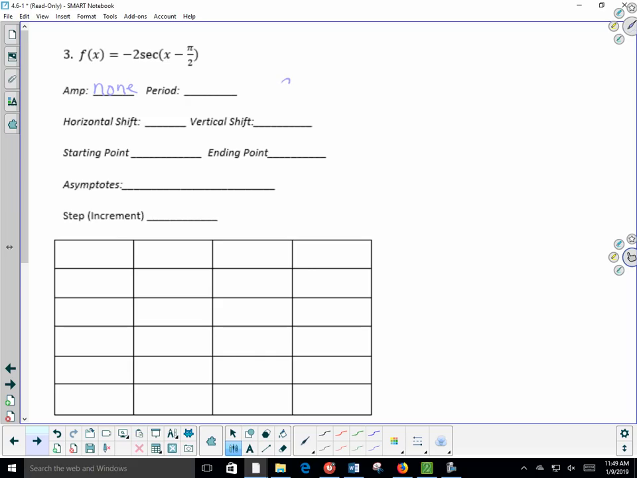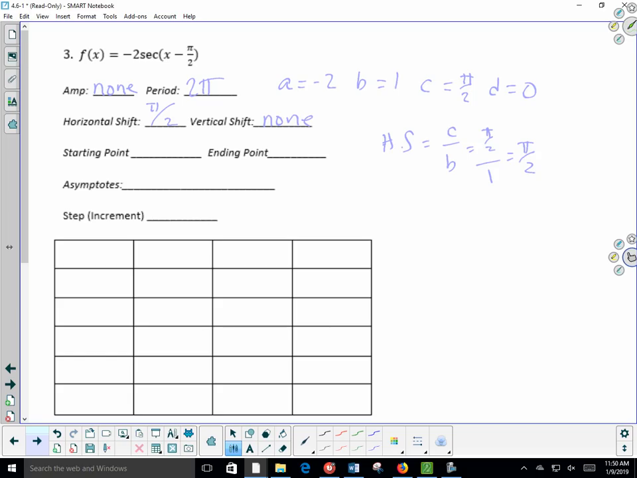Period is going to be 2 pi over b. So remember, a is -2 in this case, b is 1, c is pi over 2, d is 0. So the period is still 2 pi over b, which is just 2 pi. Horizontal shift is going to be our c over b. I'm going to write that over here. Horizontal shift is c over b, so that's pi over 2 over 1, which is just pi over 2. And vertical shift, none, because our d value is 0.